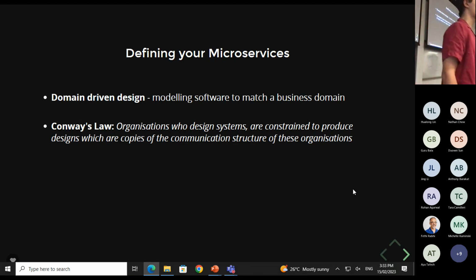Conway's law. Conway was the guy who made the Game of Life. Google it if you don't know what that is. And he made this really interesting statement, which is that organizations who design systems are constrained to produce designs which are copies of the communication structure of those organizations. I'll leave that with you.